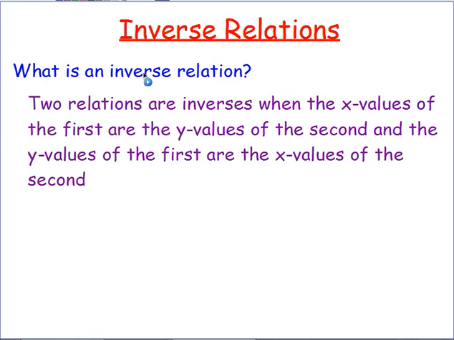Two relations are inverses when the x values of the first one are the y values of the second, and the y values of the first are the x values of the second. In other words, x's and y's switch places. So let's simplify it: x and y switch places. Let's see what we mean by that.